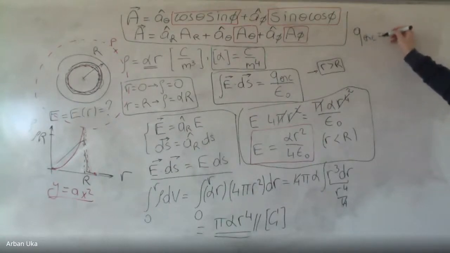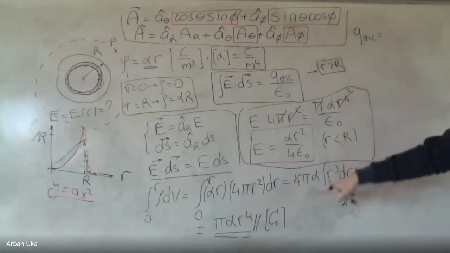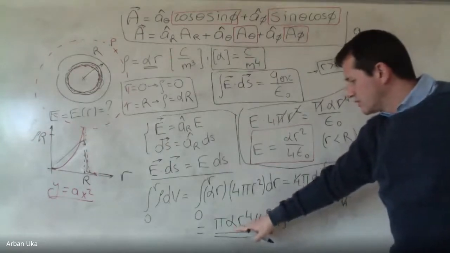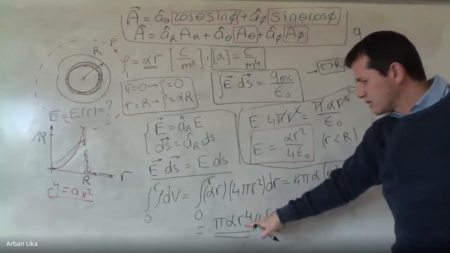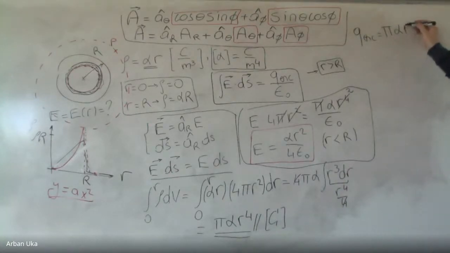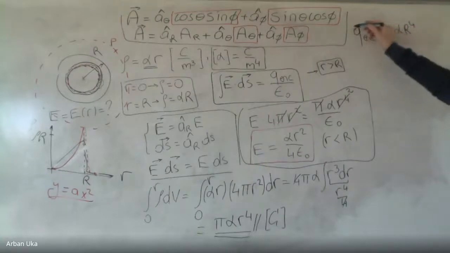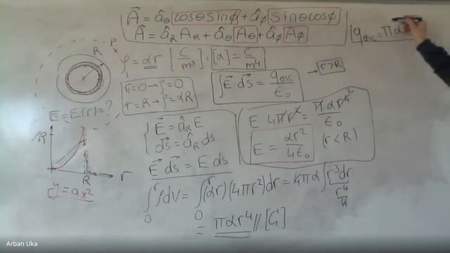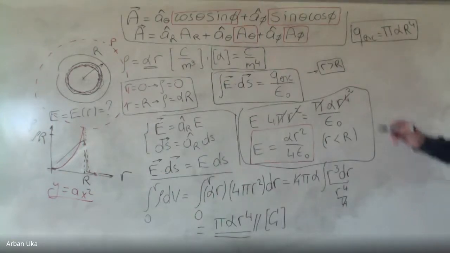Q enclosed, we look at this expression, Q enclosed, we set here r equal to capital R. So this is equal to pi alpha times the capital R to the power 4. Okay, so this is the maximum charge that can be enclosed for the whole region.